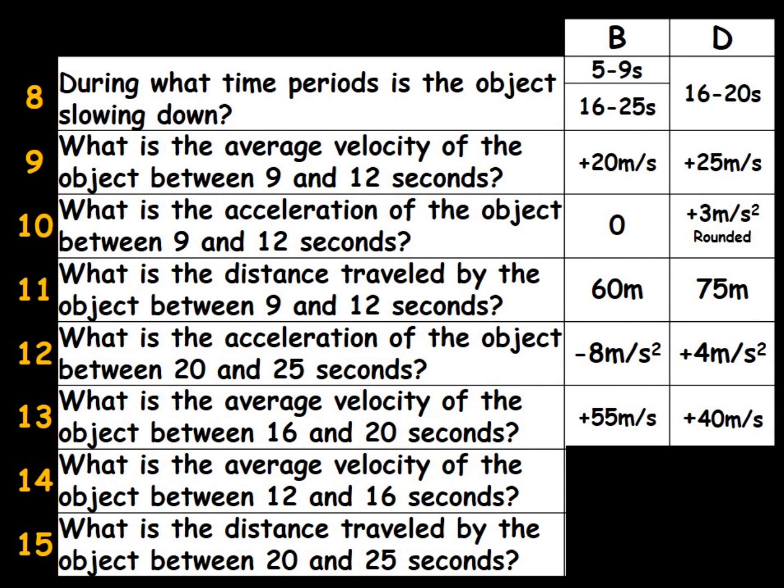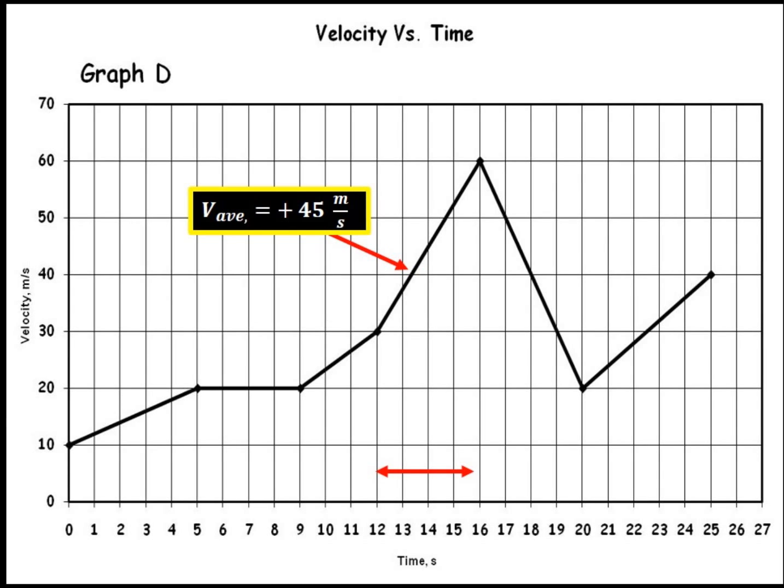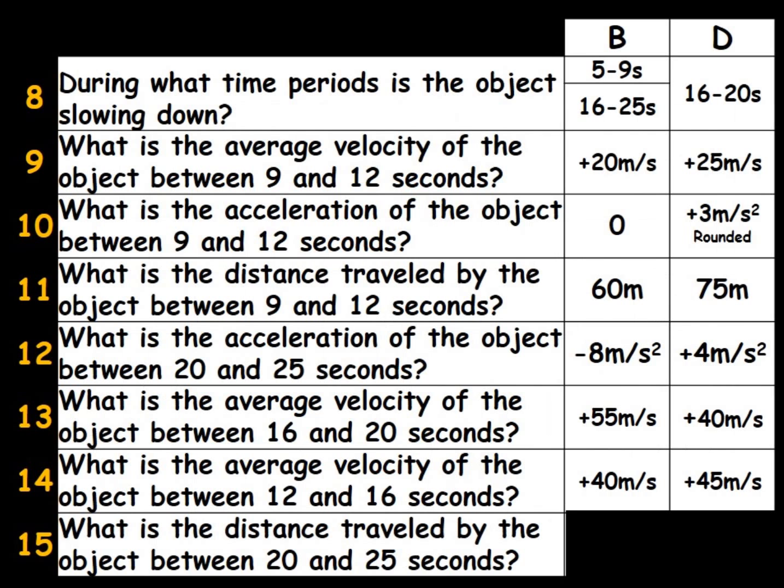What is the average velocity of the object between 12 and 16 seconds for both? And so it's going to be, again, 40 meters per second would be the average. And then for graph D, it would be 45 meters per second, because it's going to be 30 plus 60 is 90 divided by 2. That'll be plus 45 meters per second.